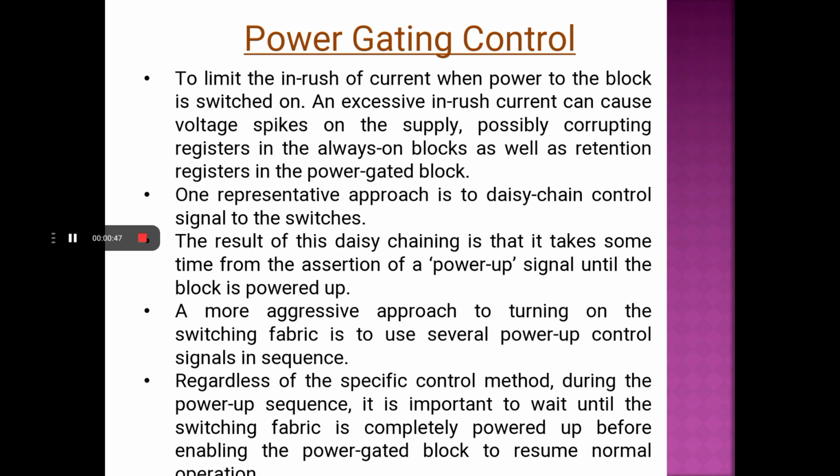management. In that video we discussed the different types of power gating, the difference between power gating and clock gating, how power gating is more efficient compared to clock gating, and the topologies of power gating, isolation strategies, and state retention strategies. These topics are already covered in the previous video.